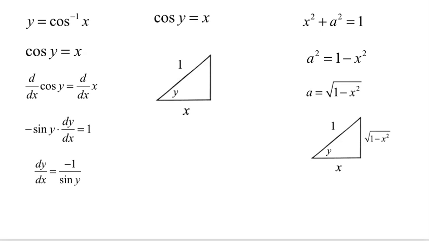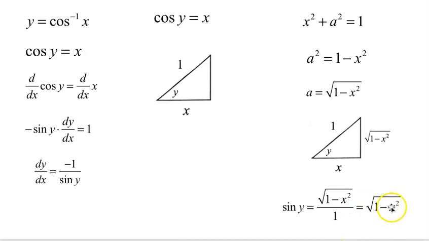Now, what do I need from that? Look at what we have over here. dy dx is negative 1 over sine y. I need sine y. What is sine? Opposite over hypotenuse. Opposite is root 1 minus x squared, hypotenuse is 1. So sine y is root 1 minus x squared over 1, or root 1 minus x squared.